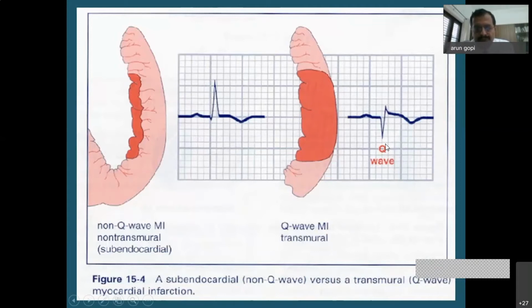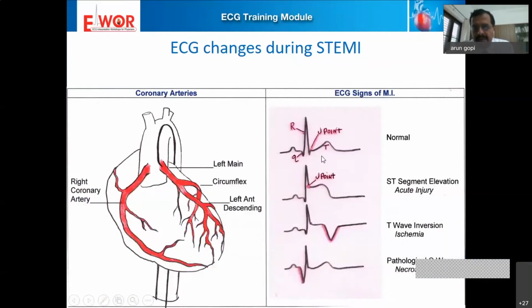Whenever you have an occlusive thrombus in the coronary, generally it starts off with prominent hyperacute T waves, followed by elevation of the J point, which is nothing but the junction between the QRS and the ST segment, which is generally a convex elevation, followed by inversion of the T waves, and gradually as the infarct progresses, the patient starts developing an electrical window in the heart, which is seen as a Q wave on your ECG.